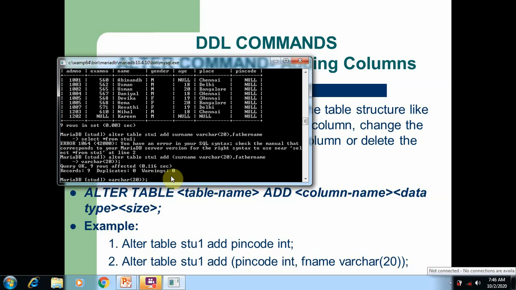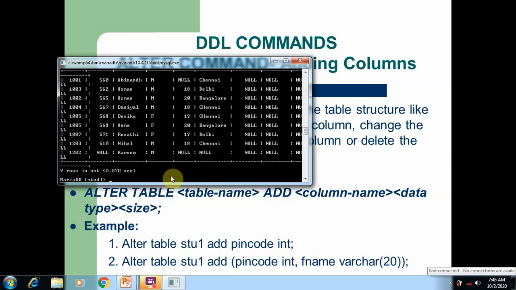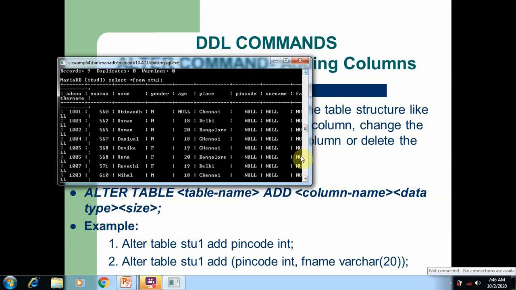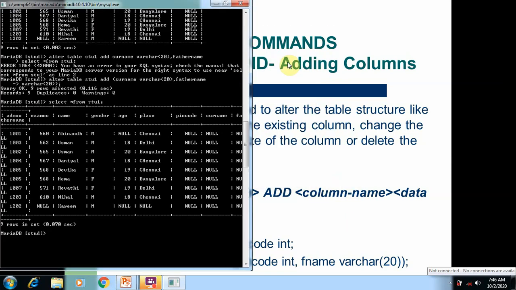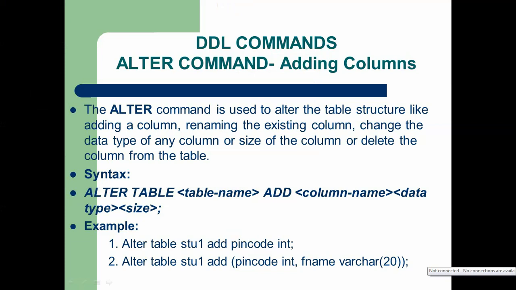So now open the table. You can see many records, that is, more than 2 columns are inserted in a single command. Here you can see surname and father name. If you want to see it, simply enlarge the size of the table, sorry, window. Here you can see father name, surname. In the open prompt you can see these columns clearly.